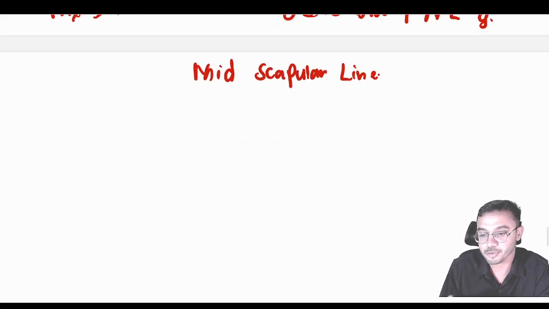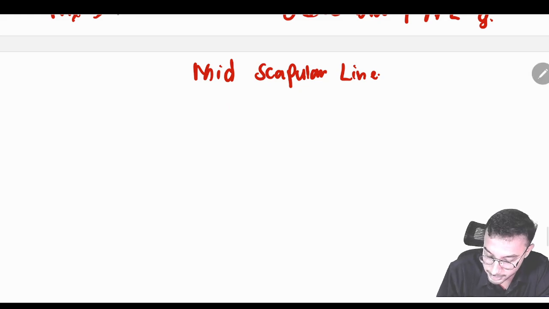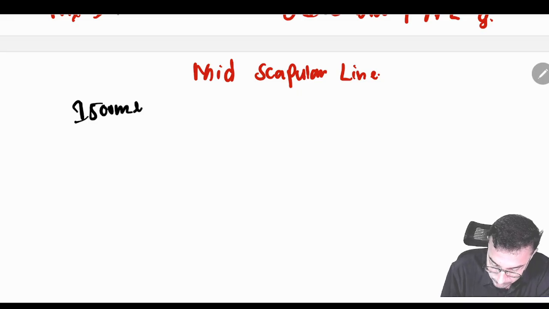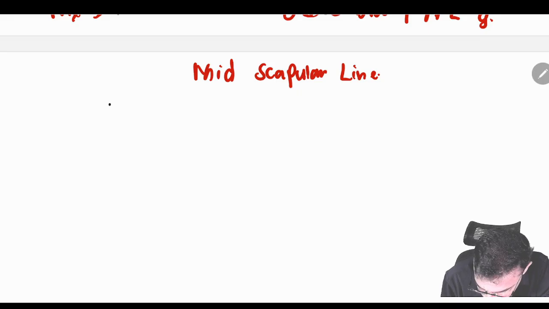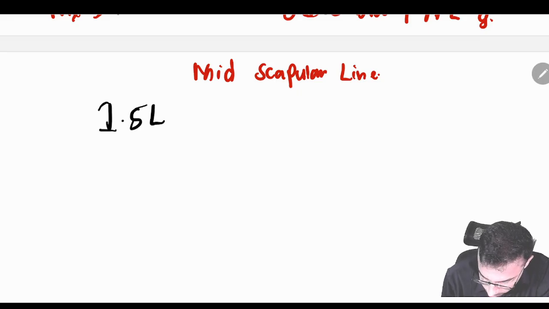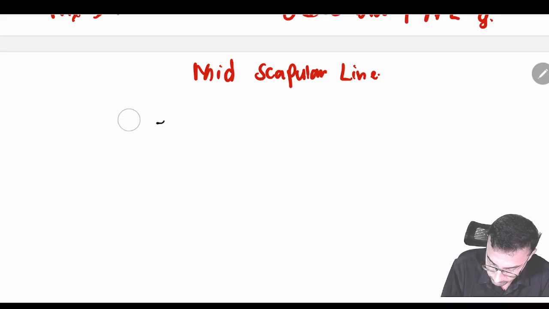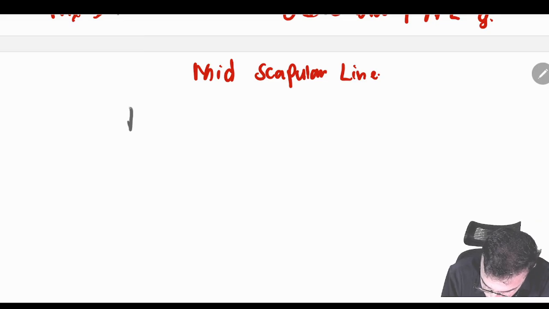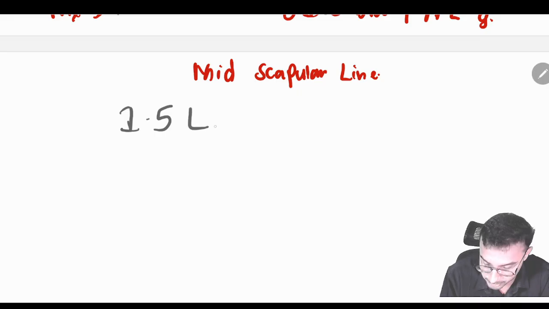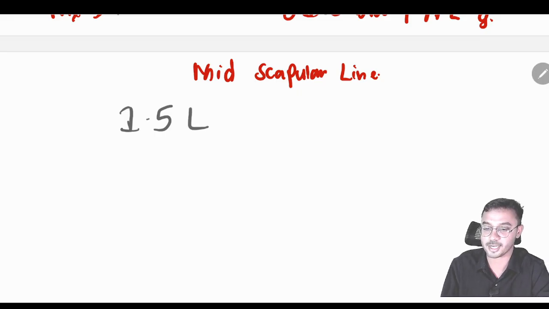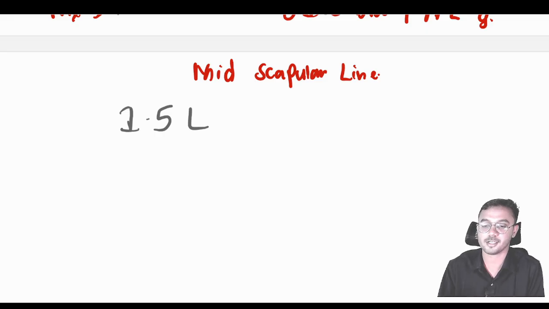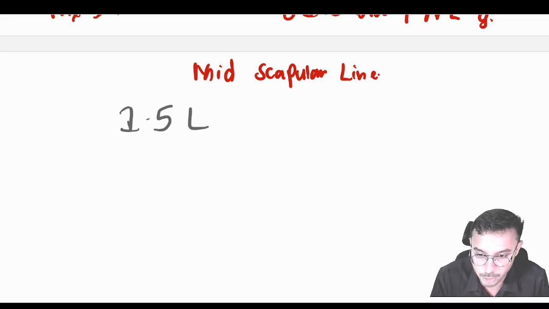So how much fluid can you remove per sitting? 1500 ml. Only this much you can remove. So why can't I remove more than this? I can remove only 1.5 liters, so 1500 ml, right? If I remove more than this, that leads to shock. There will be a fluid imbalance, right? So that's why the patient will go into shock. So I cannot remove more than this.